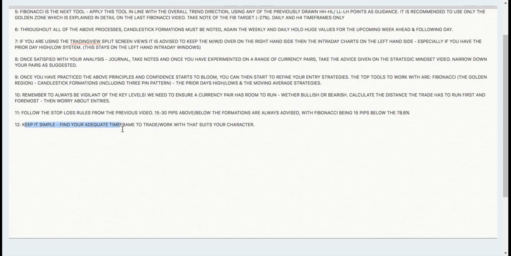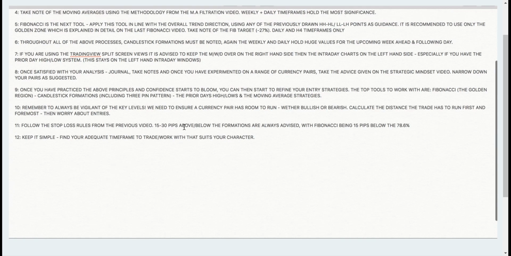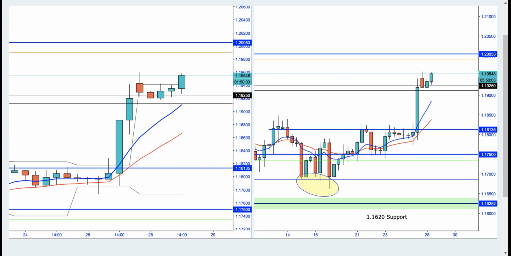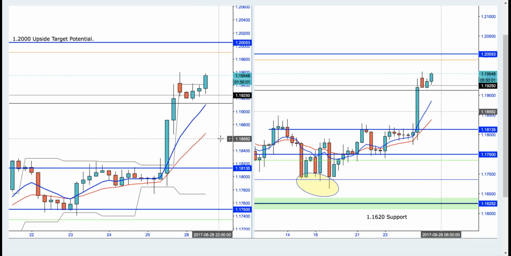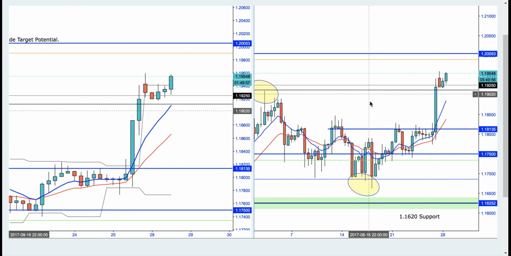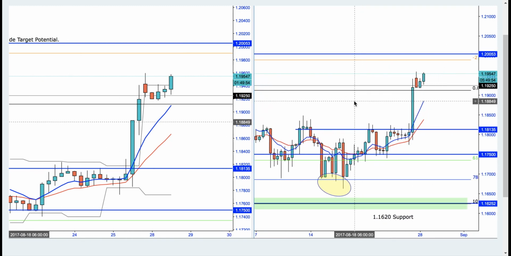Keeping it simple, find your adequate time frame to trade and work with that suits your character and your overall routine. So take a screenshot of this. Take a screenshot of this, and that's more or less it. So keep your charts nice and simple. Follow the overlay structures. Go back through all of my work on the webinars. Make sure you join the webinars when you can. Don't forget to take notes, journal, narrow your pairs right the way down.